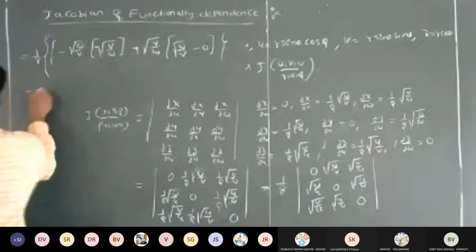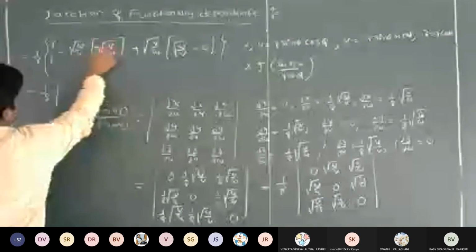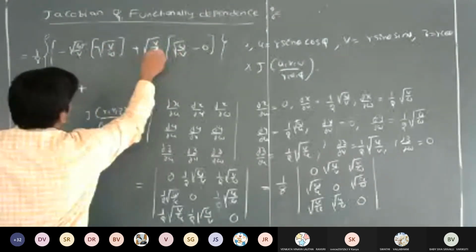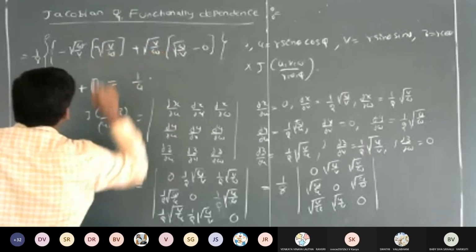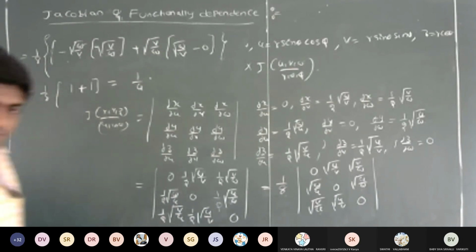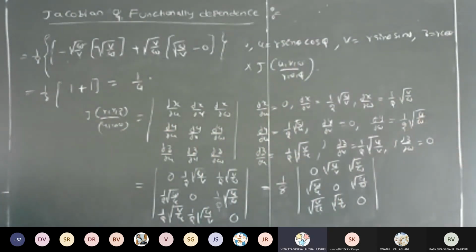So this is equal to 1 by 8, minus into minus is plus. Here root w cancels, v cancels, it is 1. Plus here also root w cancels, v cancels, it is 1. So this is equal to 1 by 4. Is it clear now? Yes, sir. So the first value is 1 by 4.